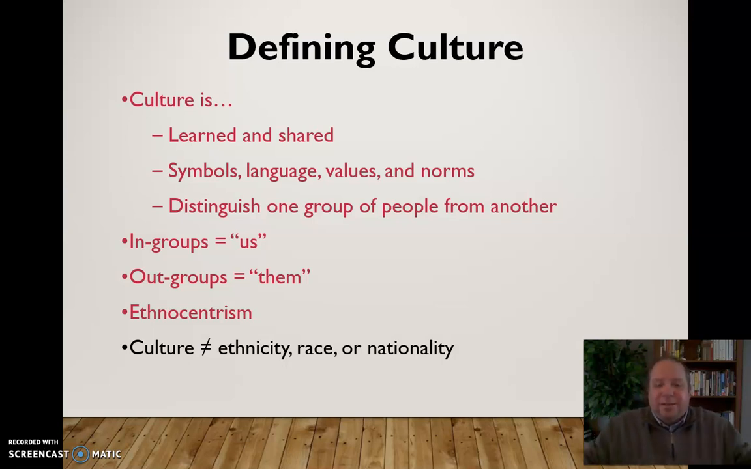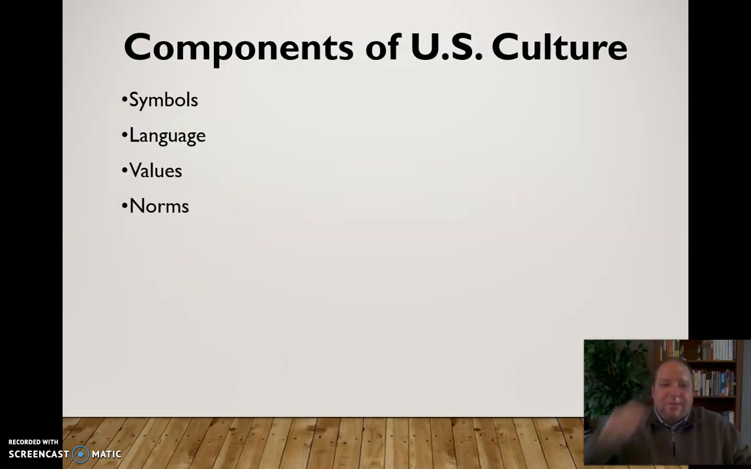Culture does not equate to ethnicity, race, or nationality. Sometimes it will follow those things, but it's not the same thing when we're defining it. So that's something that culture is not. Again, as I mentioned, culture is made up of these four components: symbols, language, values, and norms.